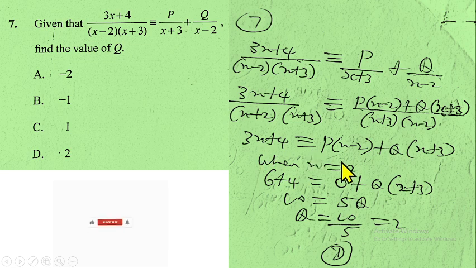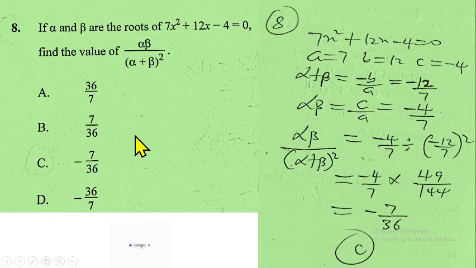So if our s is 2, that means you have 3 times 2, that gives us 6 plus 4, that gives us 10 at the left hand side, equals to 0, everything here is 0, plus q into 2 plus 3. 2 plus 3 is 5, so you have 5q here, equal to 10. So q will be equal to 10 divided by 5, and that will give us 2. And option D is the correct option for question number 7 as well.